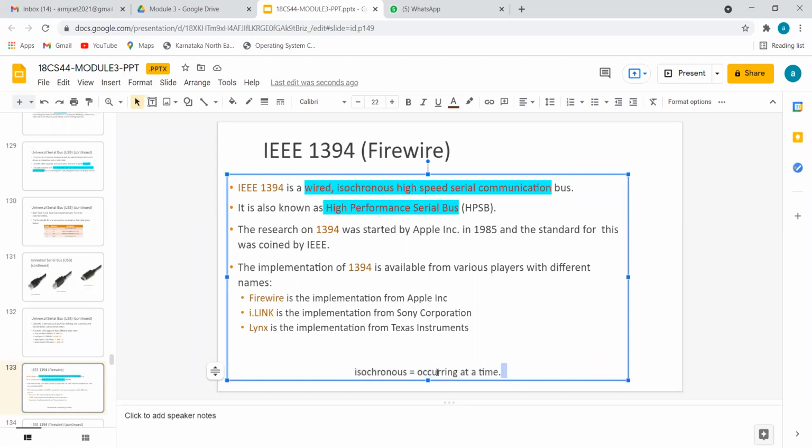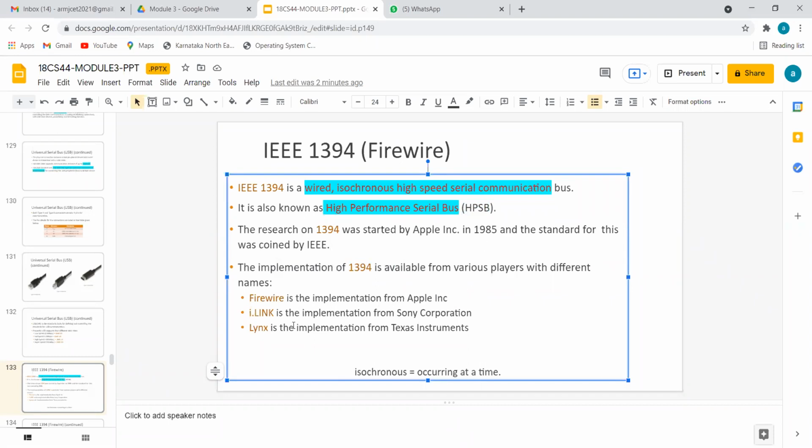Either one activity may occur at a time or multiple activities may occur at a time, but all those activities should happen over the wire, and all the activities are in high speed serial mode only. It is also called a high performance serial bus. You can expect more speed than our previous USB 1 or RS-232, etc. This is also called 1394 application. It was started in 1985.